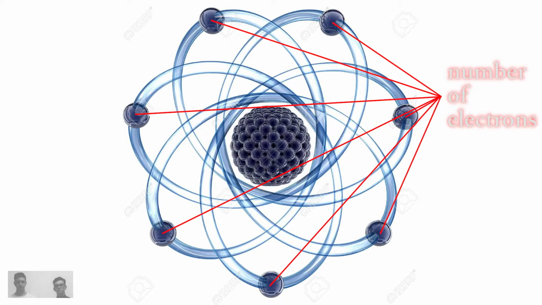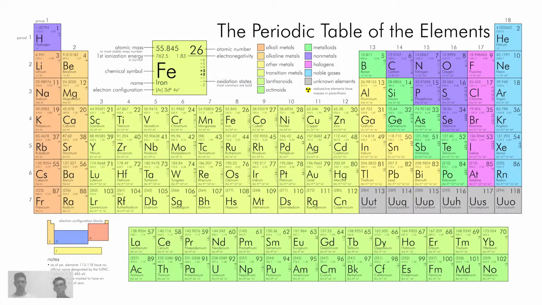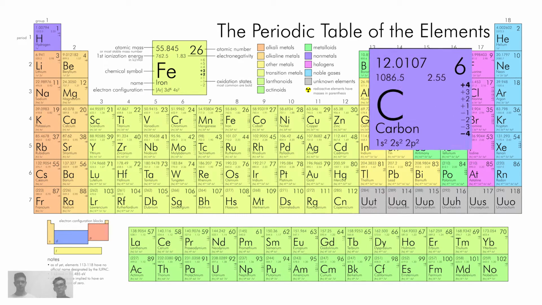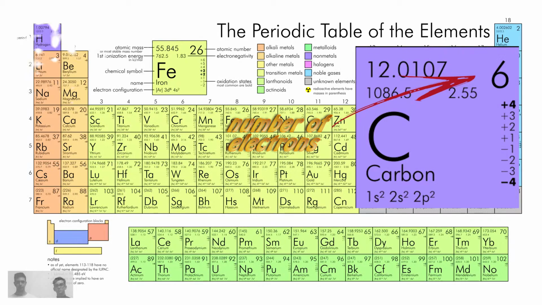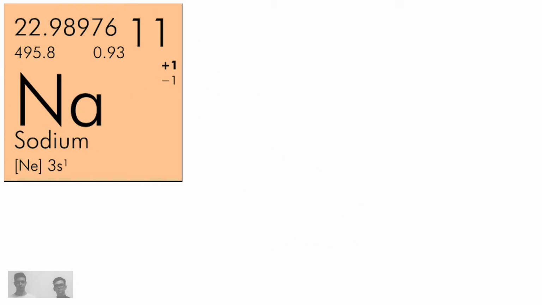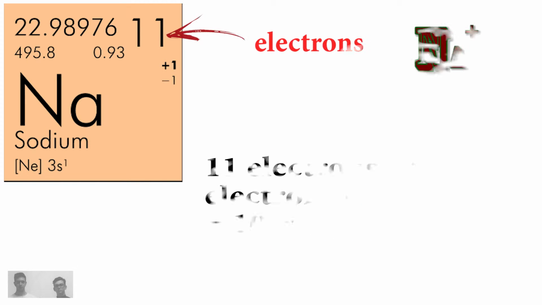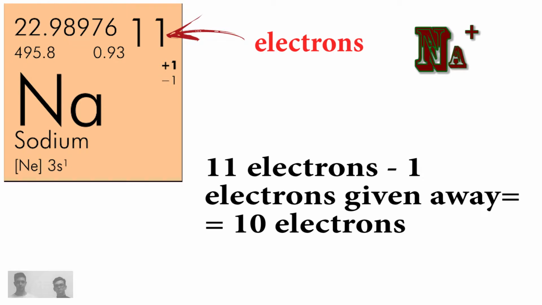If we want to find the number of electrons present in an atom, we should observe two properties: the atomic number and the charge. The atomic number indicates the protons, but also the number of electrons. So carbon, which has atomic number 6, will have 6 electrons. If instead we have an ion with a positive or negative charge, for example the sodium ion, sodium has 11 electrons, but because it has a positive charge, it means that it has lost an electron.